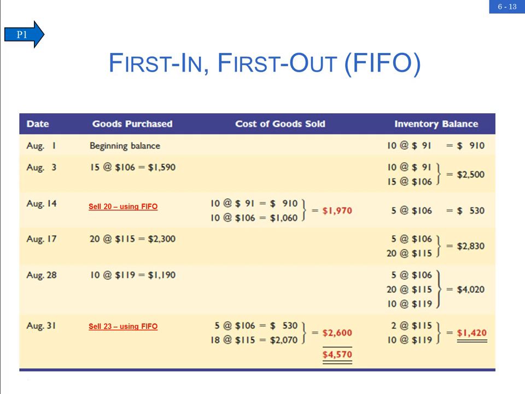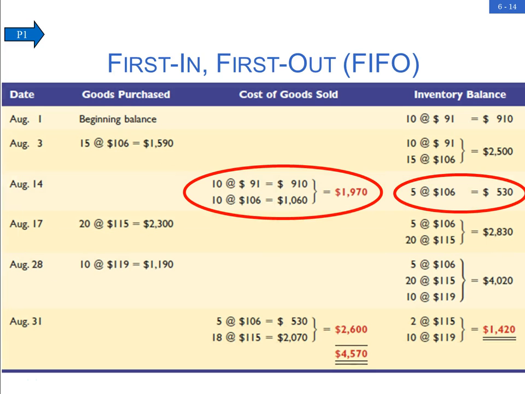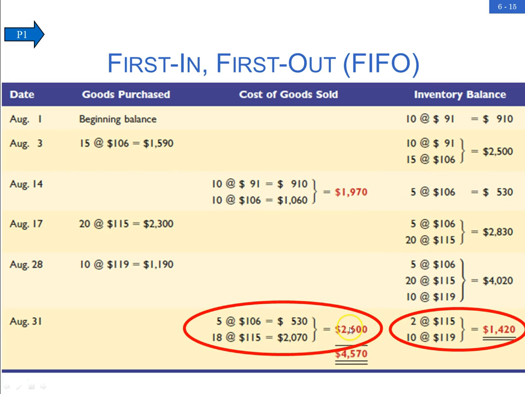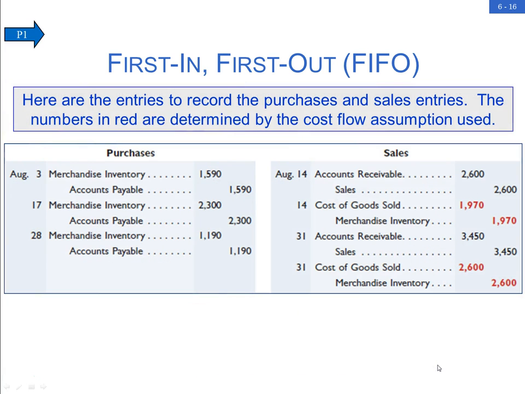Helpful hints. That's first in, first out. This would be the cost of goods sold for the first one and your remaining inventory after the first sale. Cost of goods sold for the second sale and the remaining inventory after the second sale. This is what your homework is going to be asking you, so I point these out to you.